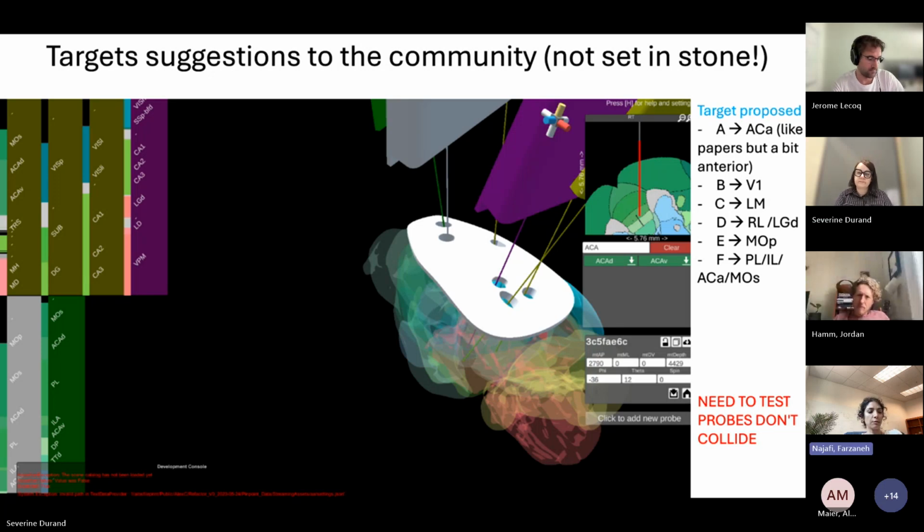And these are the regular Neuropixels probes or the new ultra probes? No, those are the regular ones, the NP1.